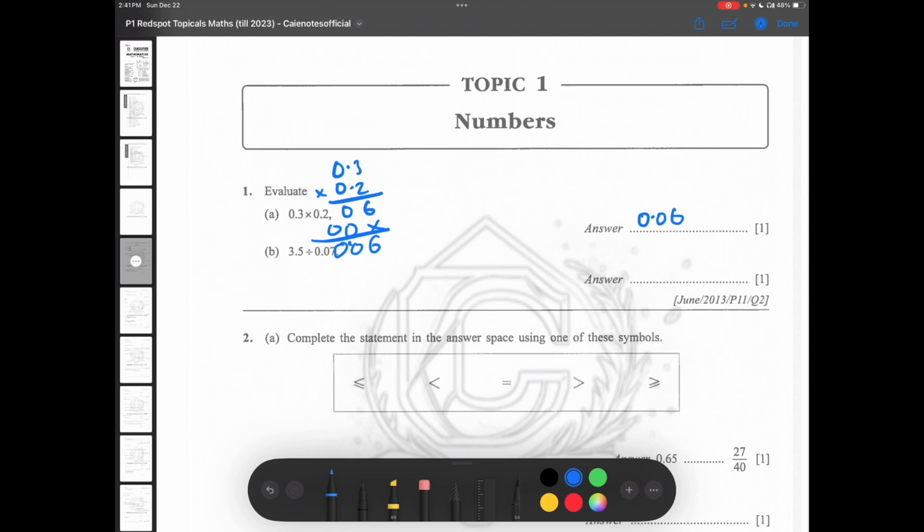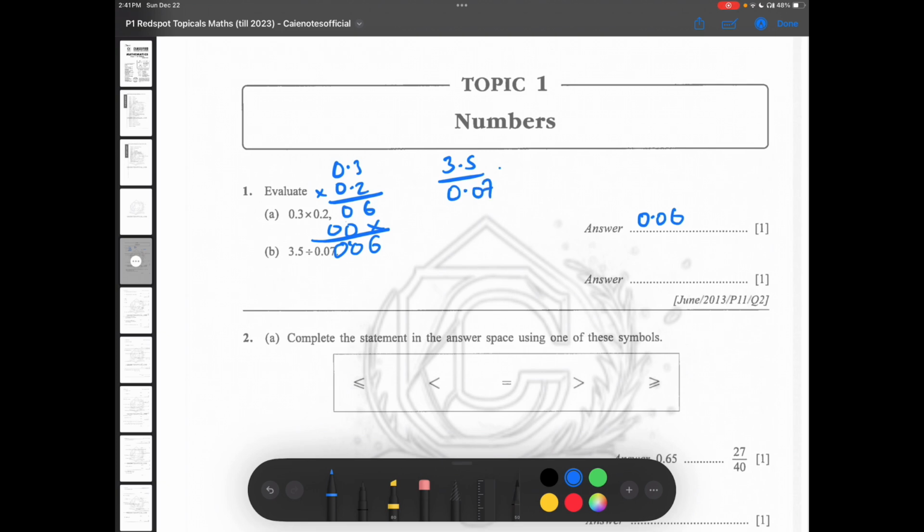The next one is question number 1, part B. It says 3.5 divided by 0.07. Whenever you have to divide a number with a decimal, make sure to remove the decimal. This is going to make things easy for you. So first I'm going to write it in fraction form, 3.5 divided by 0.07.